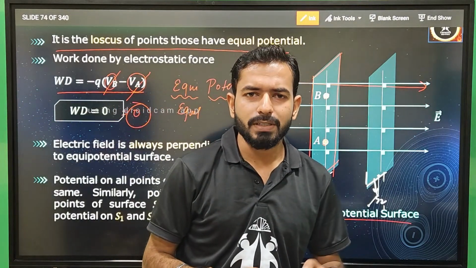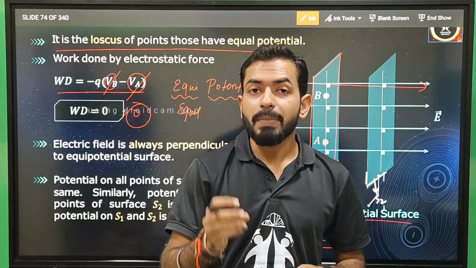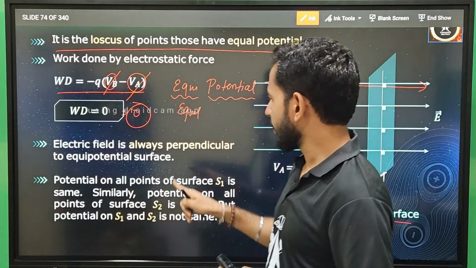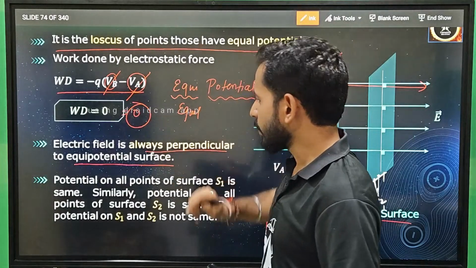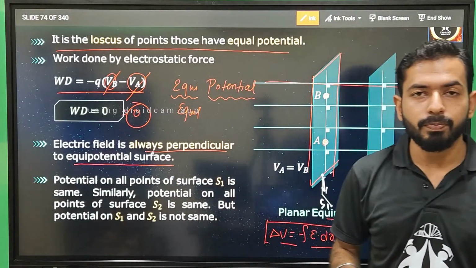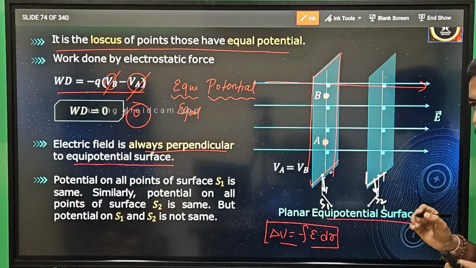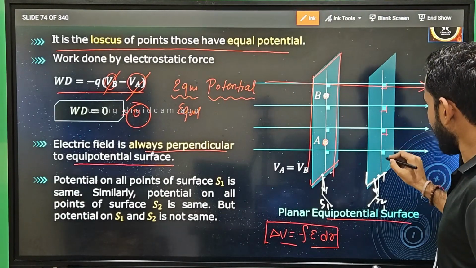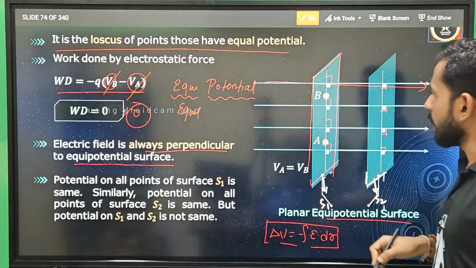Now the next point: electric field is always perpendicular to an equipotential surface. Suppose in the board exam you have a question to draw some equipotential surface. Some basic properties you have to remember. One very important property is that whenever you are drawing an equipotential surface, the surface has to be perpendicular to the direction of electric field. For example, if you notice the surface that we have drawn, these lines are perpendicular to the direction of electric field.